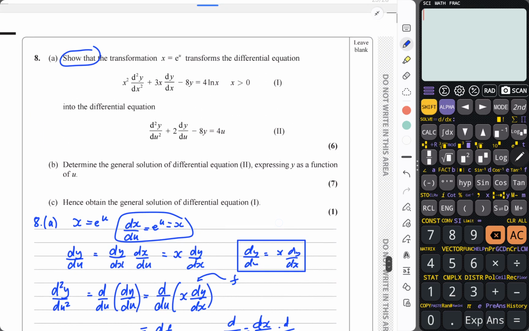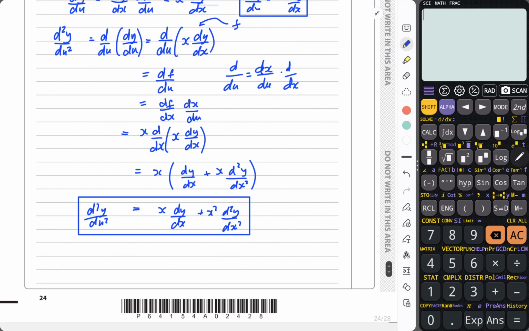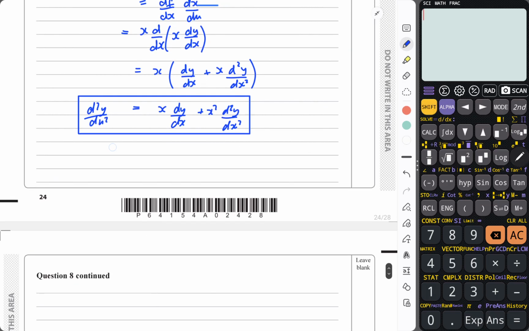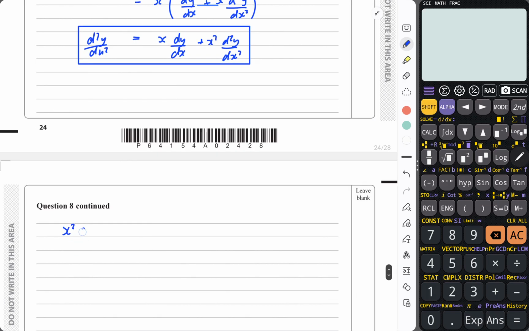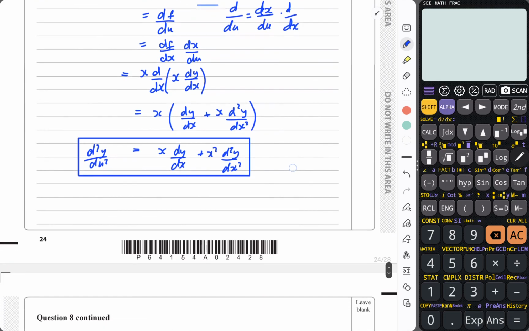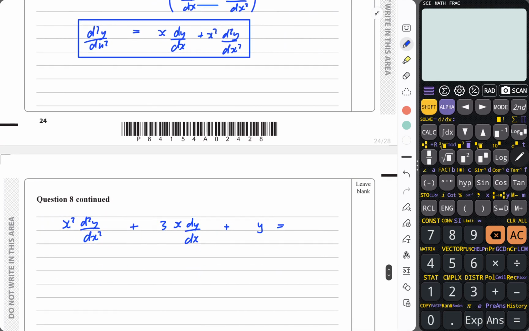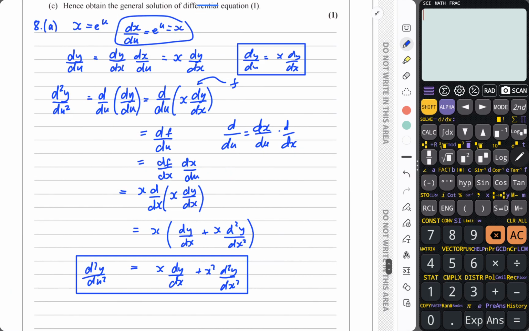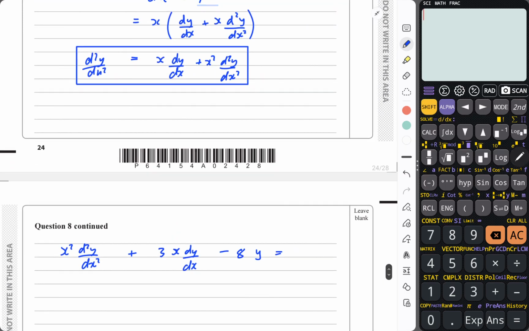So we now need to apply this to our equation. So we've got x, let's do it over the other page. So I've got x squared d2y dx squared plus something x dy dx plus something y equals something else, because it's an Euler equation. So 3x dy dx, and then minus 8y, and that was equal to 4 ln x.